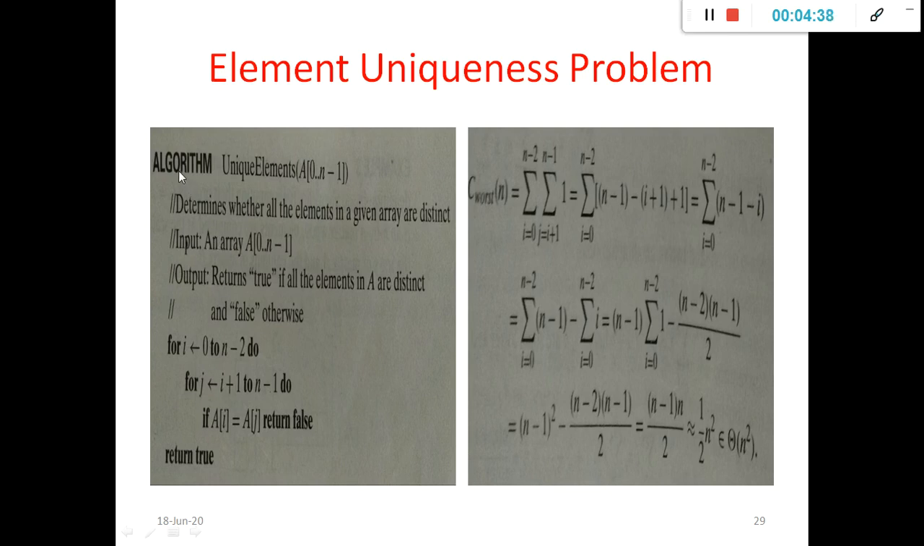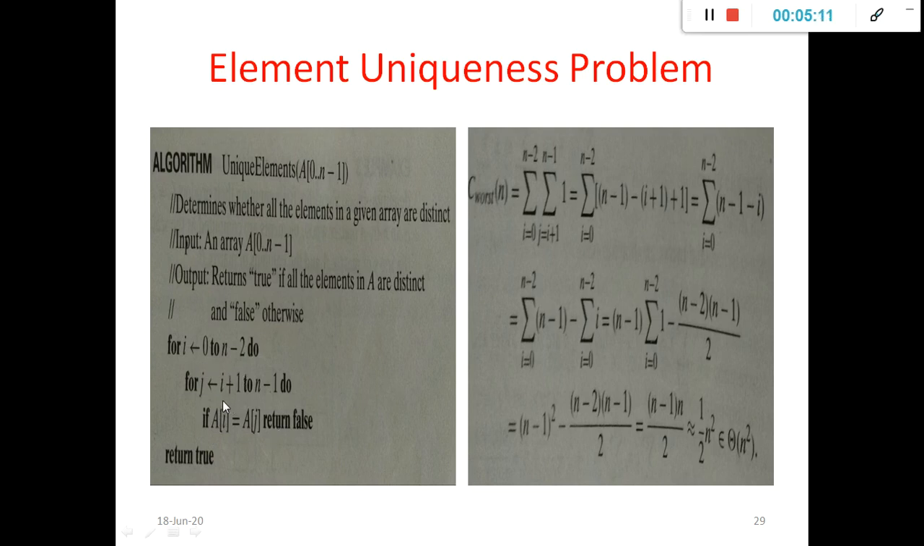Let us start with this algorithm, named UniqueElements, with input as the array from 0 to n minus 1. Its simple code is: for i equal to 0 to n minus 2 do, for j equal to i plus 1 to n minus 1 do, if a of i equal to a of j, that is, if any one of the elements is identical to another element in the given array, then you have to return false. Otherwise, no elements are identical after this comparison.